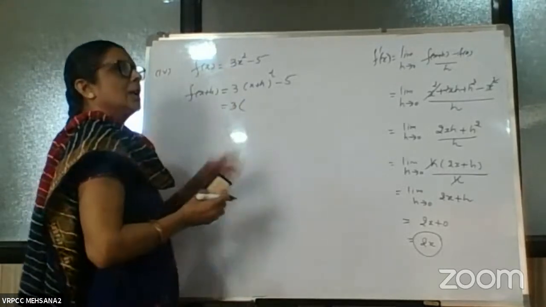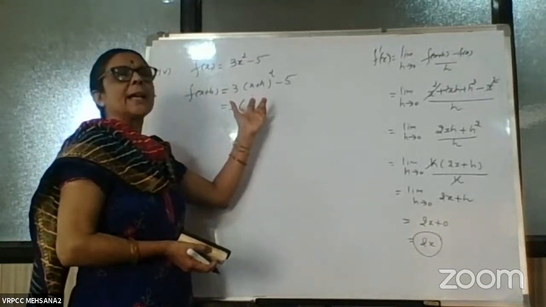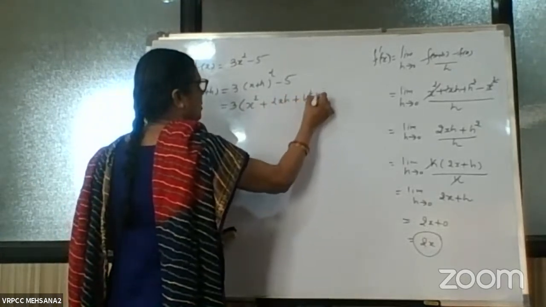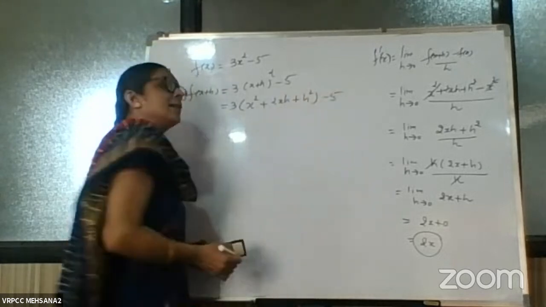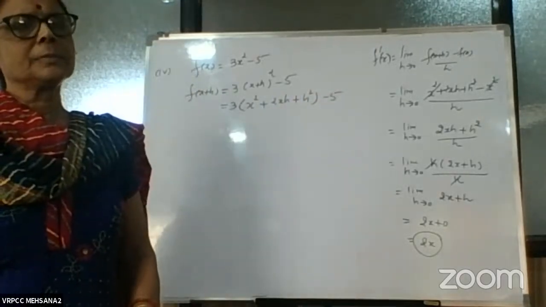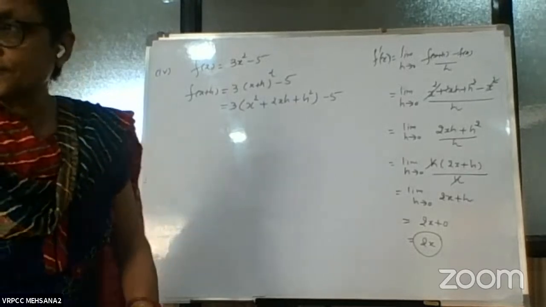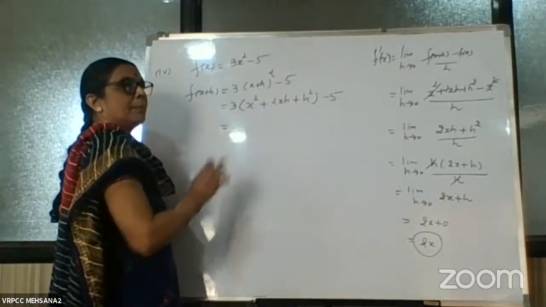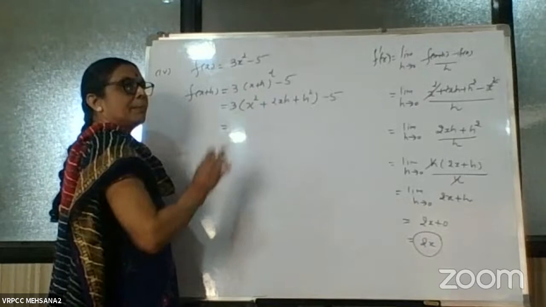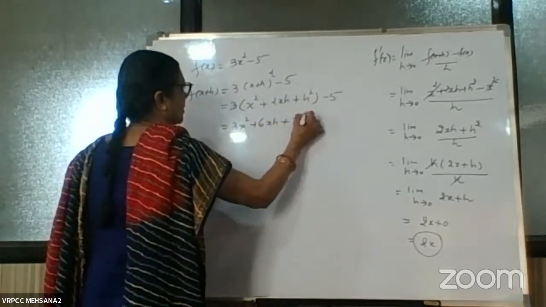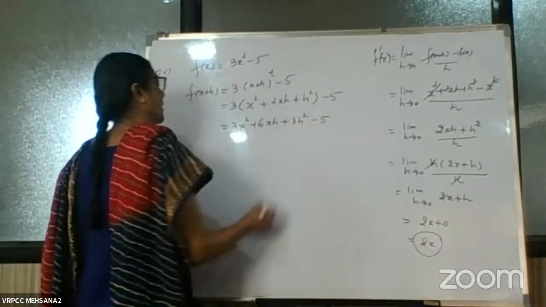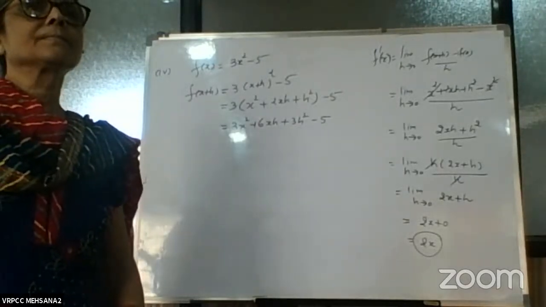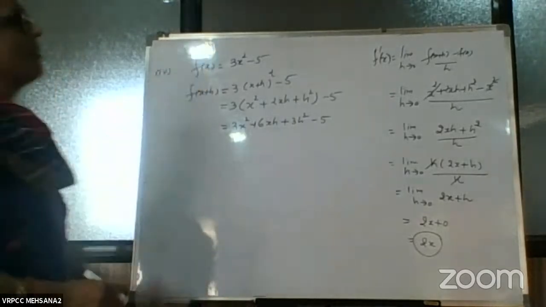You know the simplification of x plus h whole square: x square plus 2xh plus h square, minus 5. 5 is a constant. There is no variable with 5. It is a constant term. Again, multiply the bracket term with 3: 3x square plus 6xh plus 3h square minus 5. Final term f of x plus h we have obtained. Now write down the definition.